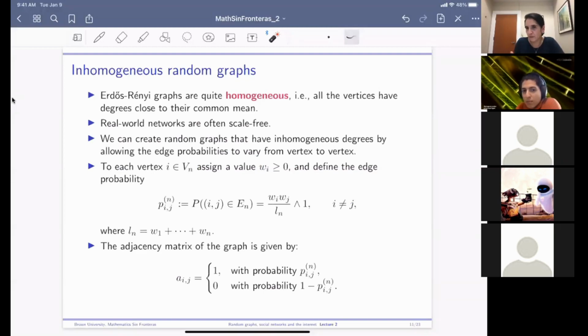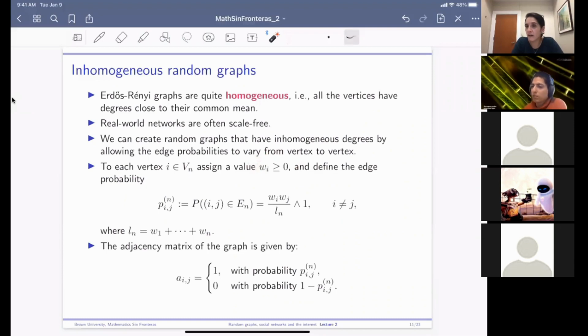So we want to keep the same structure of the Erdős-Renyi, where every edge in the graph gets determined in an independent way from other edges. So just coin flips. The way to fix that is by allowing the probability of connecting any two vertices to depend on the vertices that are being connected themselves. So in this kind of family of inhomogeneous random graphs that we're going to look at, each vertex in the graph is going to be given a weight that we're going to call W_i.